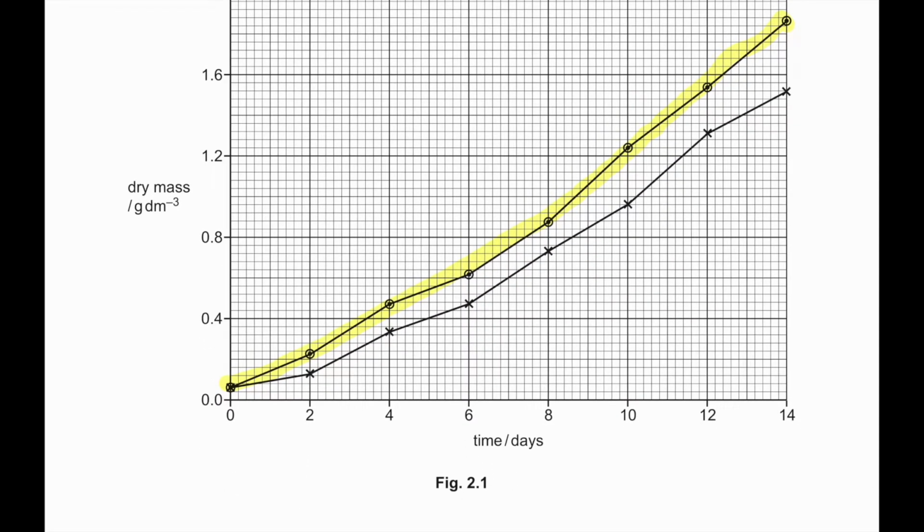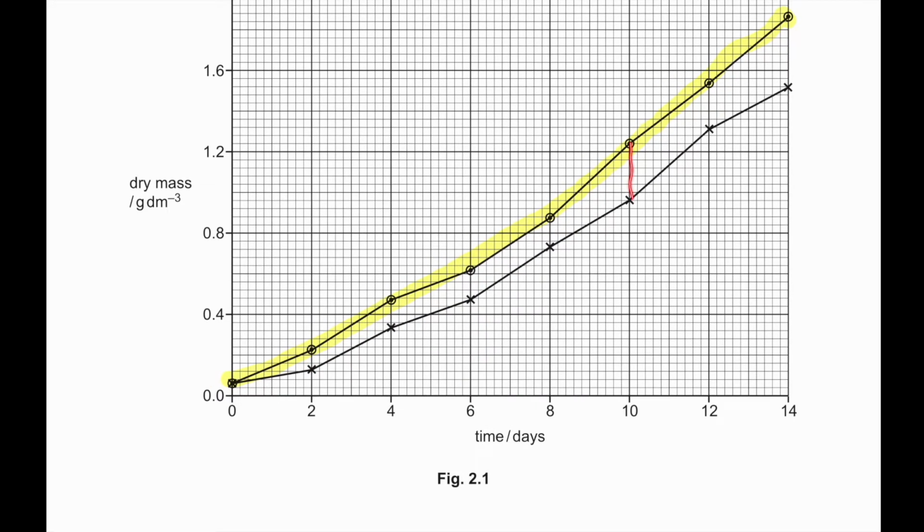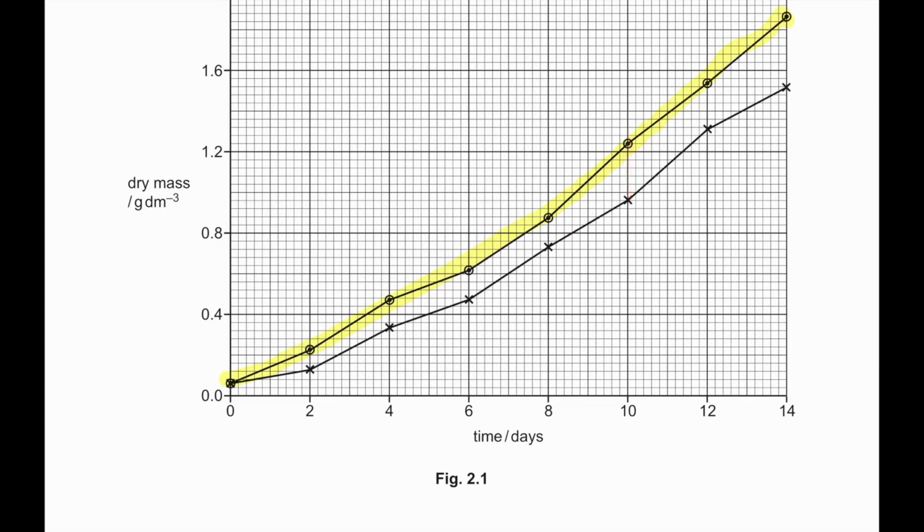All right. The largest difference in dry mass is after 8 days, as we can see. There is the largest difference. At day 2, the difference between two C. vulgaris is 0.09 gram per dm cube. Day 2. All right. And at day 10, the difference is about 0.28 gram per dm cube.